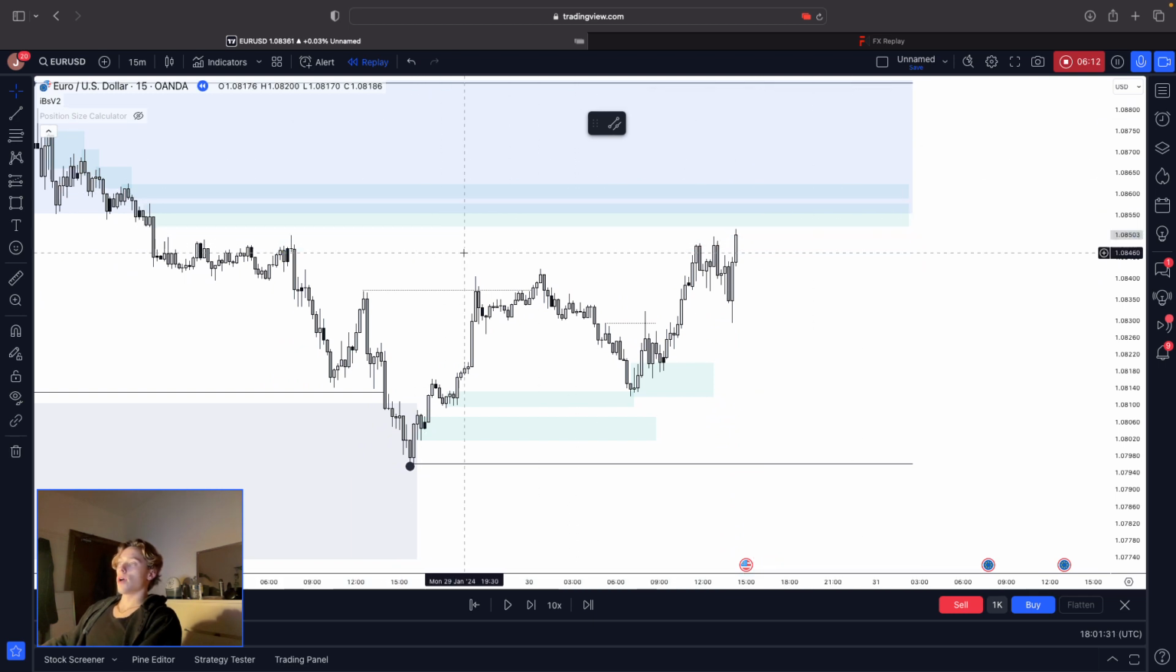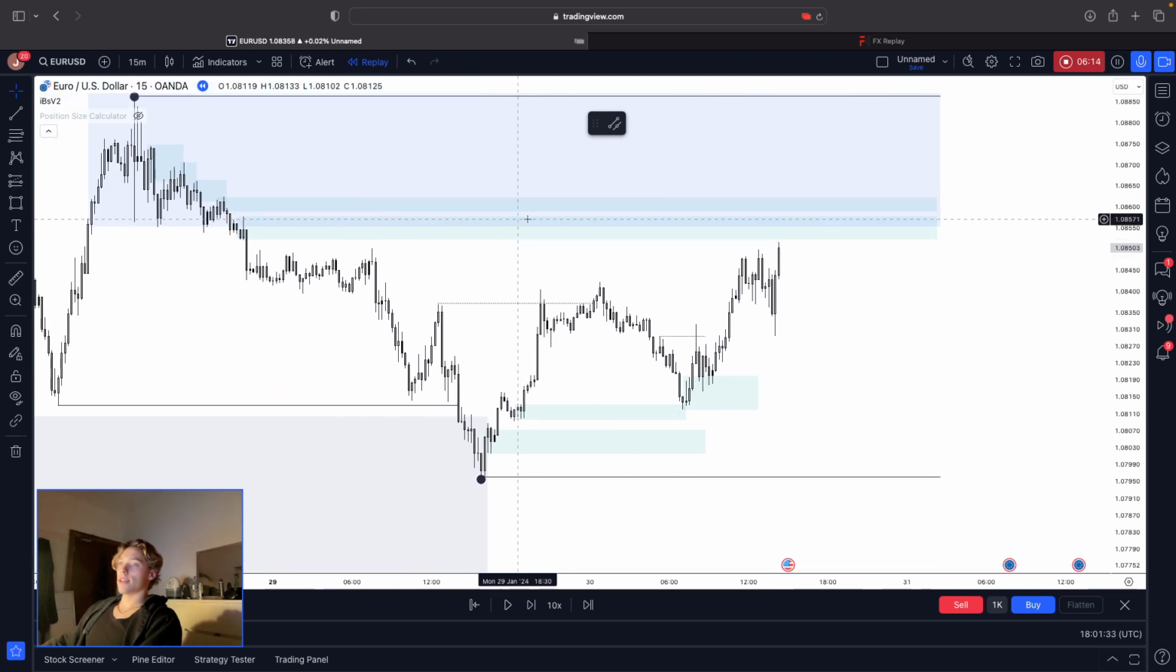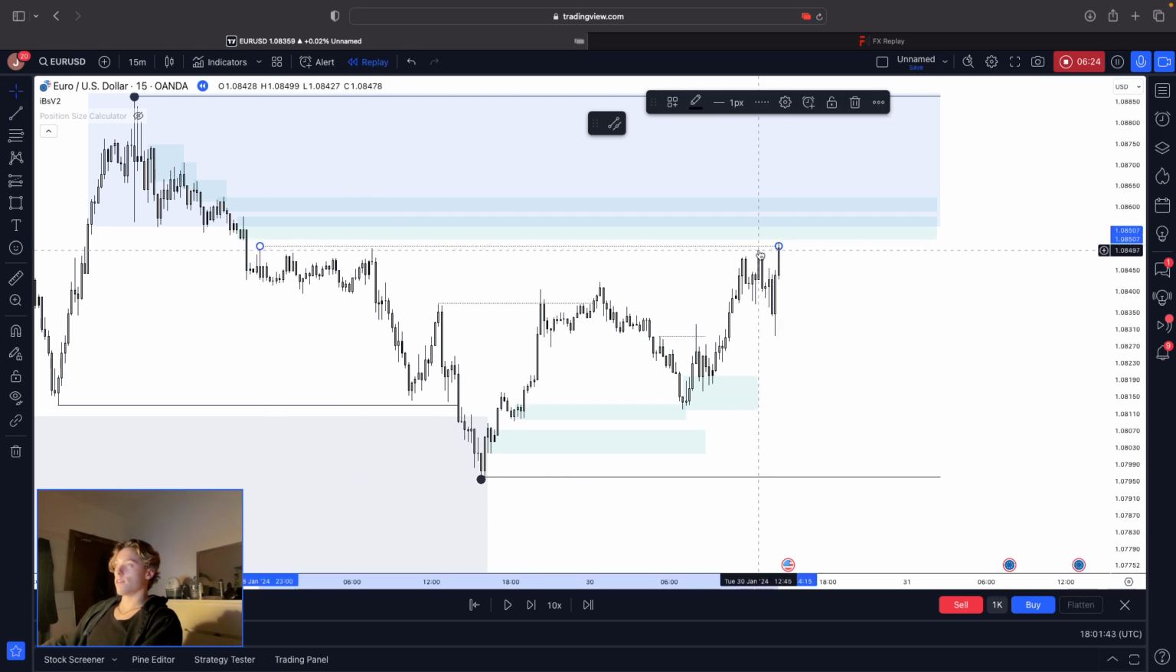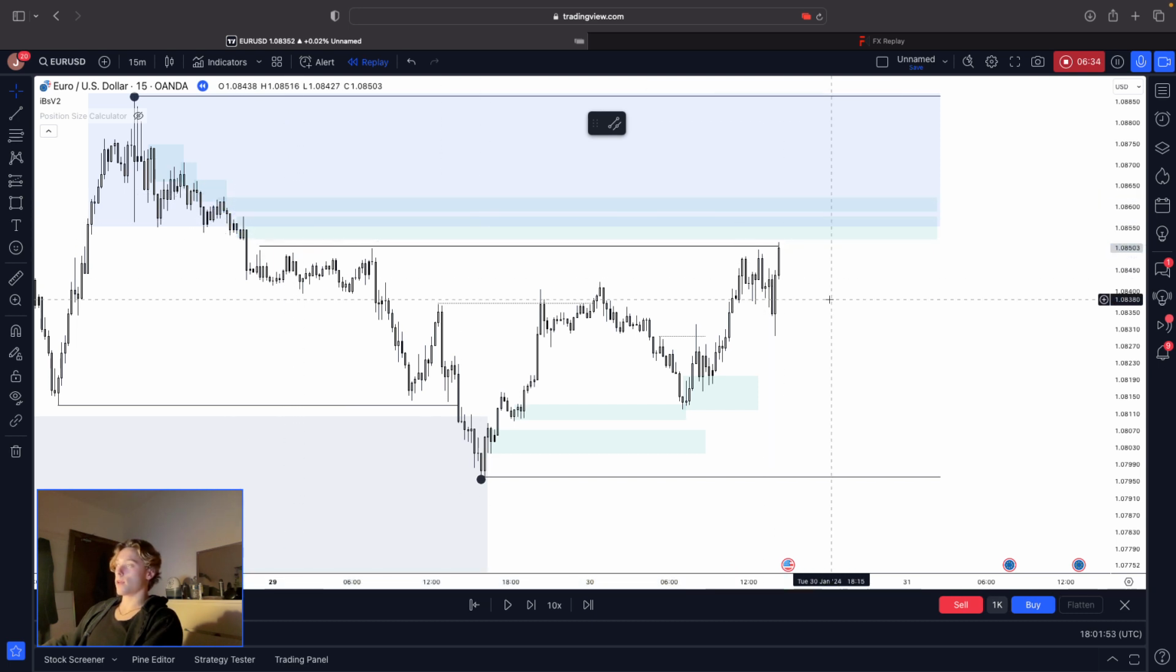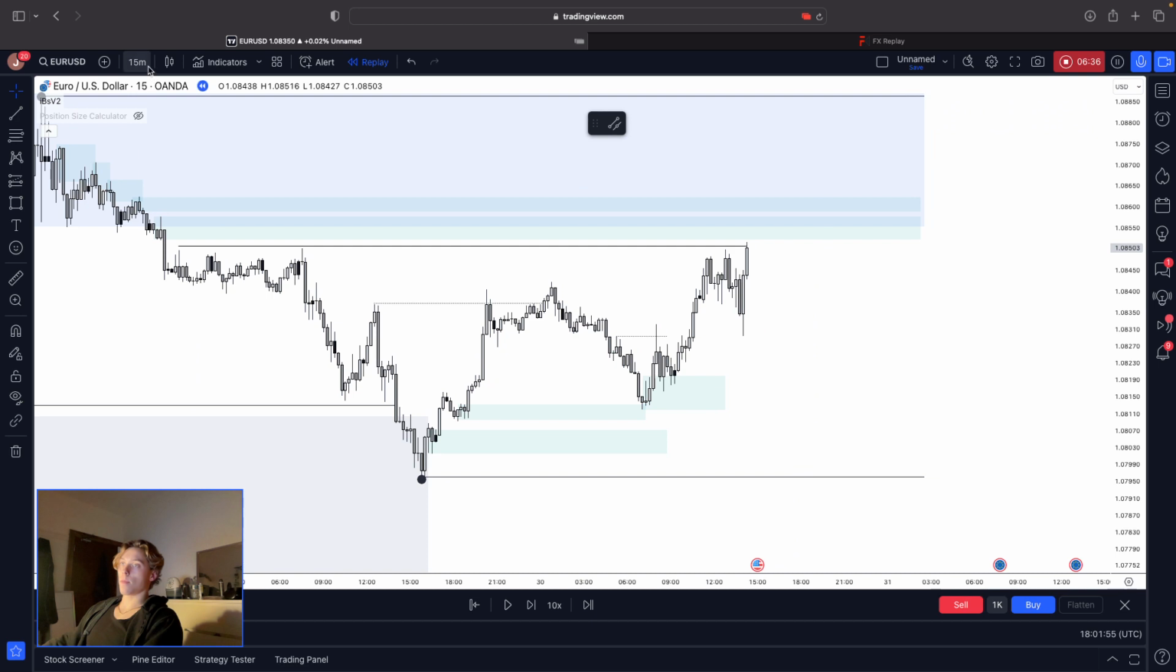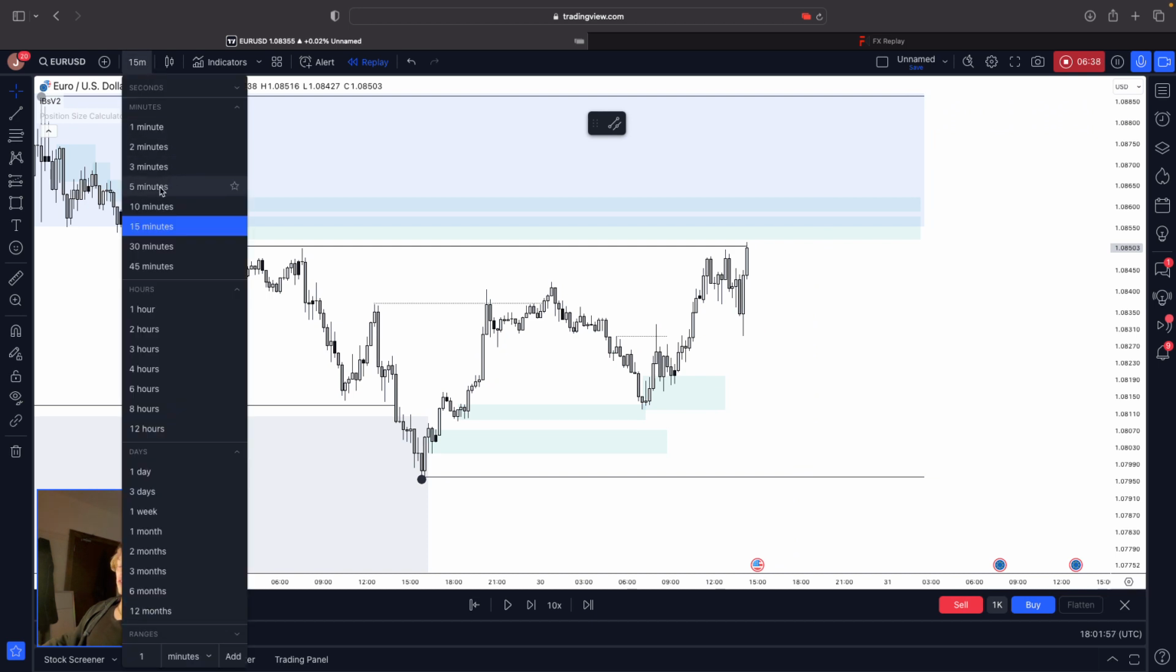Okay. I was interested in this point of interest based on the fact that we have all this resting liquidity here, even here as well. It's within this 4-hour supply area, and it also swept some liquidity here. So this was a nice point of interest for me. So I was thinking, okay, I'm going to look for longs here. I mean shorts, sorry.